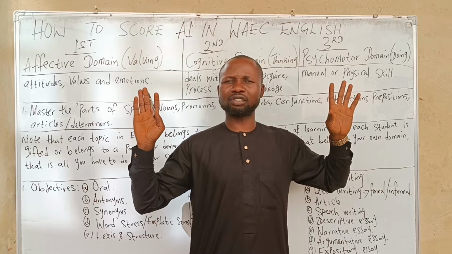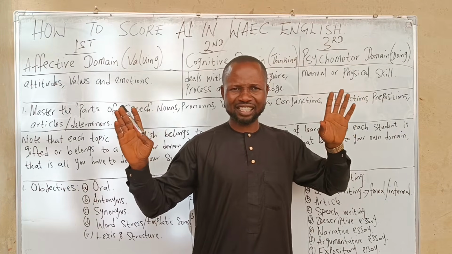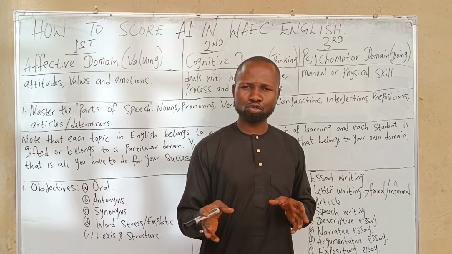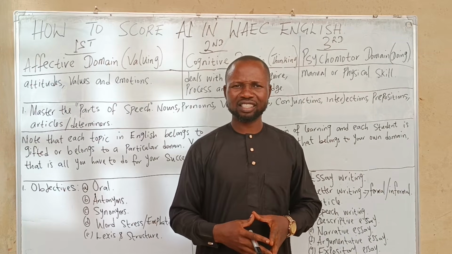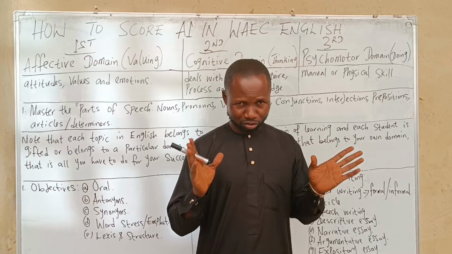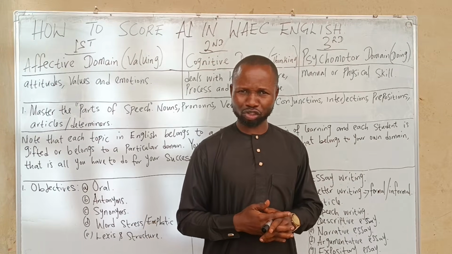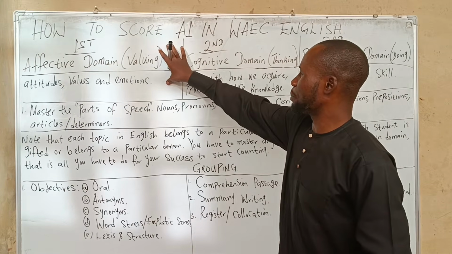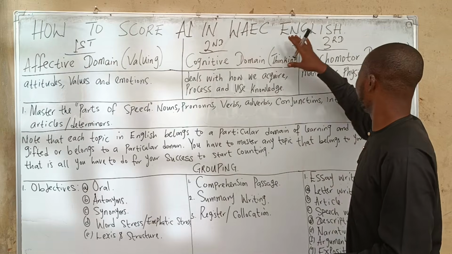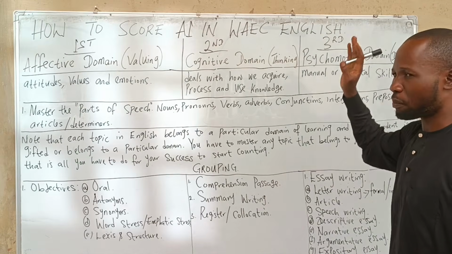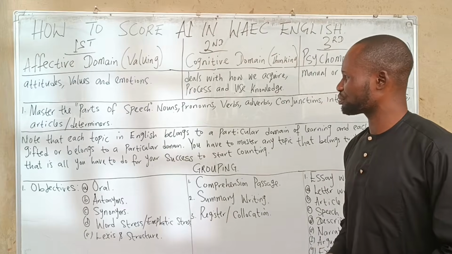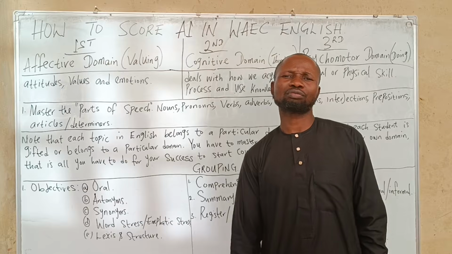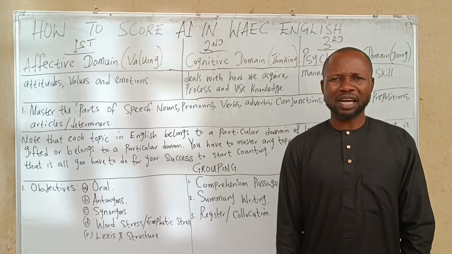You cannot belong to all three domains, but some gifted and talented students can belong to two, but none has all three, except God in his infinite mercy can do something. Then number two: if you have identified that you belong to maybe the affective domain, cognitive domain, or psychomotor domain, the second thing to do is what? Master the parts of speech. That's all. Master what? The parts of speech.